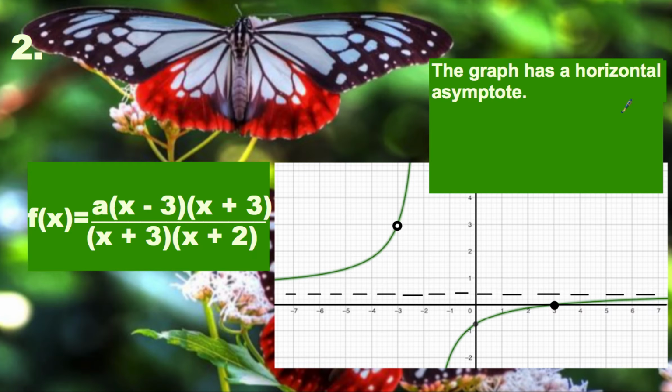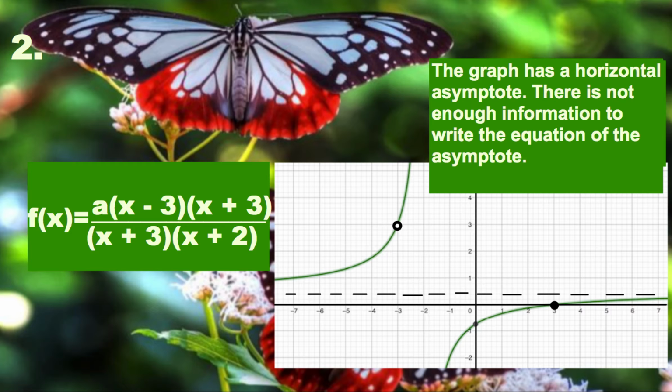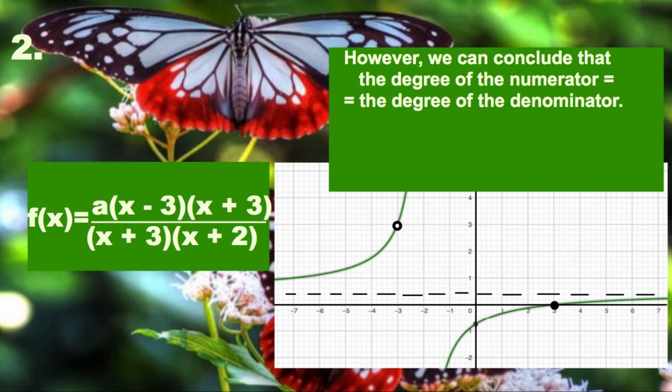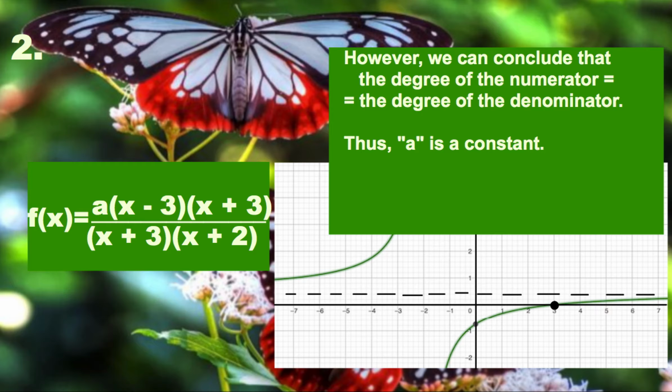The graph has a horizontal asymptote as well. There is not enough information to write the equation of the asymptote. However, we can conclude that the degree of the numerator is equal to the degree of the denominator. Thus, a is a constant.